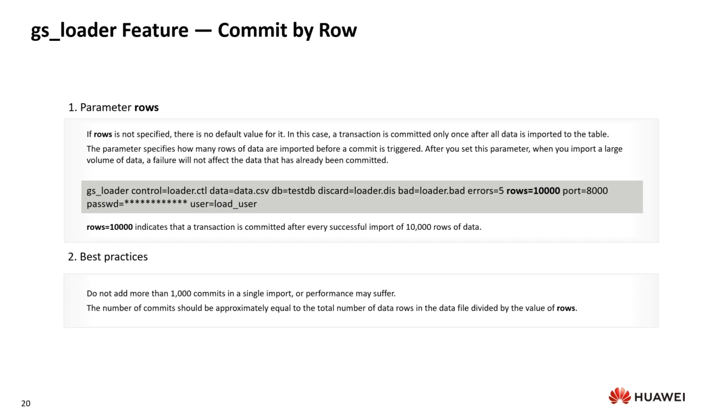So if the first 9,000 rows are imported successfully, but the 9,001st row fails, the first 9,000 rows of data will not be rolled back. The best practice for the rows parameter is to not add more than 1,000 commits in a single import, or the performance may suffer.